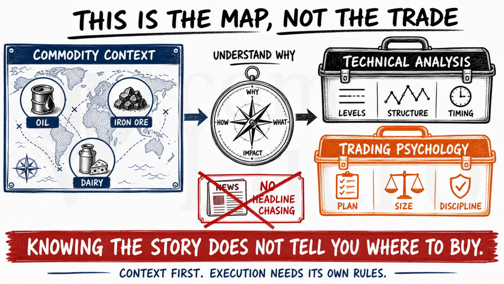And now the usual line in the sand. Knowing that the Loonie follows oil doesn't tell you where to buy it. Levels, structure, and timing all belong to our technical analysis course. And that urge to jump into the Aussie the second you see a commodity headline, with no plan and no size discipline, that one isn't about the market at all. That belongs to our trading psychology course. Here, we're only building the map.